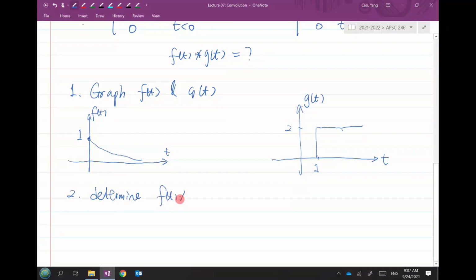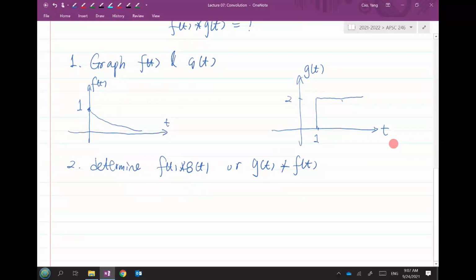Do you want to do f of t convolute g of t, or g of t convolute f of t? Which one do you want to put in the front? Most of the time, it doesn't make any difference at all. But just sometimes, especially when it comes to the graphic approach, it might help you a little bit if you select the order a little more wisely. I don't have a definitive answer to say which one will be better. It's more of experience. Once you do this, you might be able to notice.